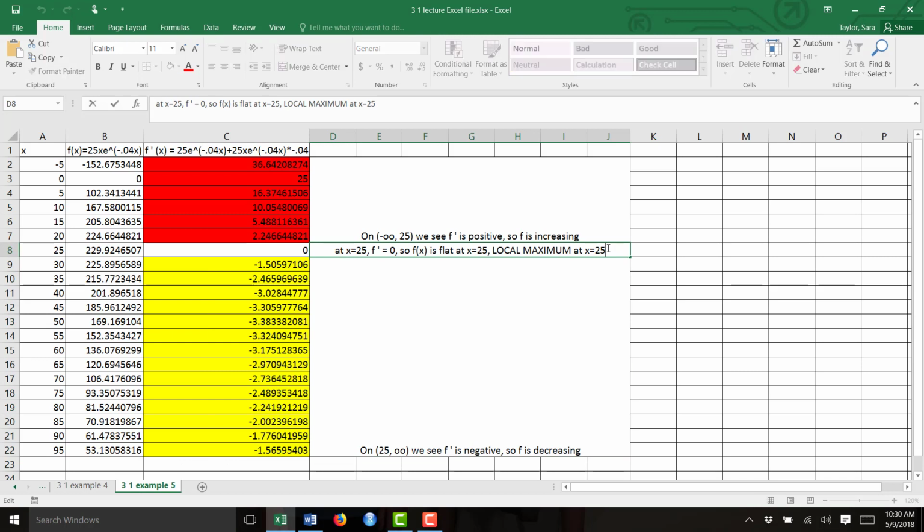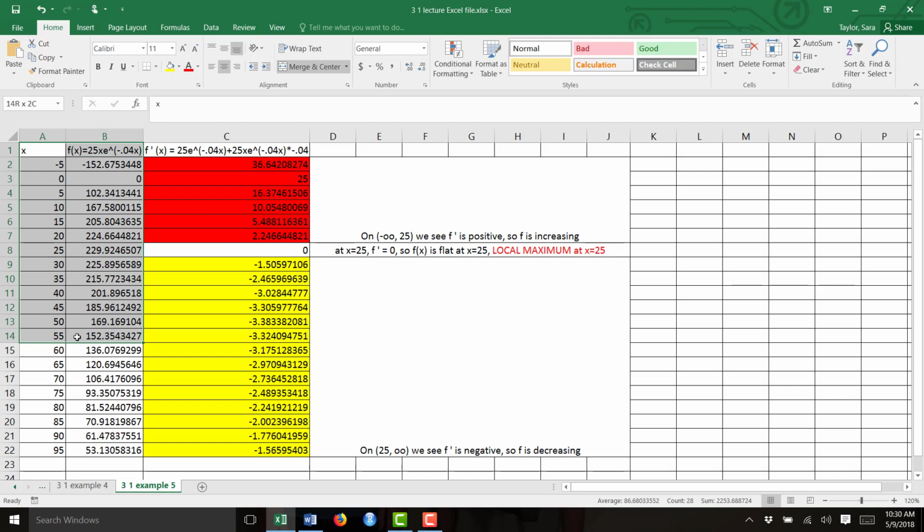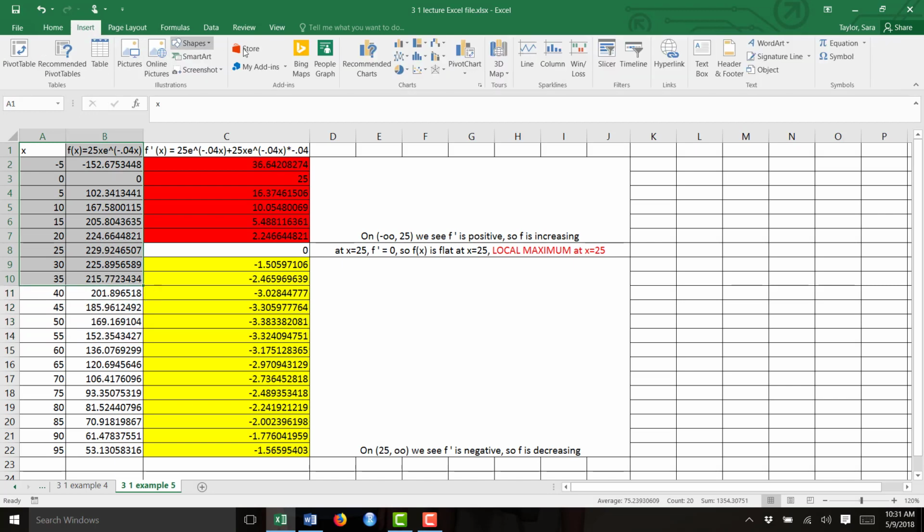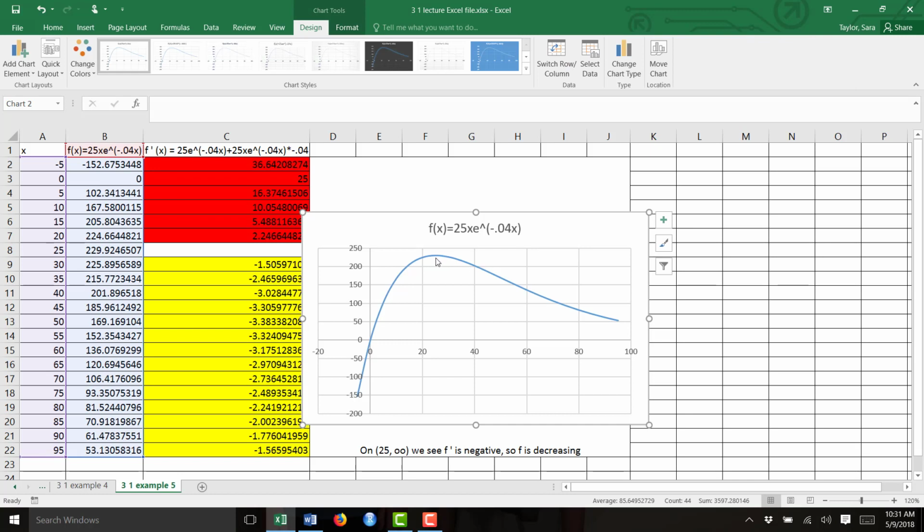And now we can make that conclusion because f prime is positive on the left, f prime is negative on the right. We can now conclude that f of x has a local max at x equals 25. We see that the function f increases, then flattens, then decreases. So definitely there is a maximum at x equals 25. Since it's in Excel, we can easily go ahead and make a quick graph of this f function and see that that is in fact the case. And so we see at x is 25, there is a peak, and that is a local maximum.